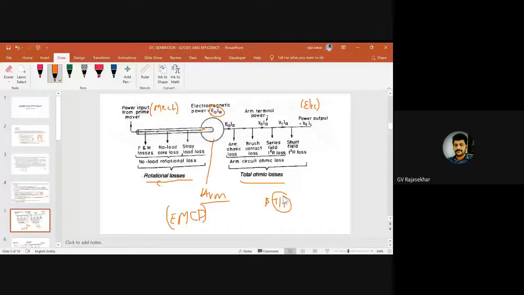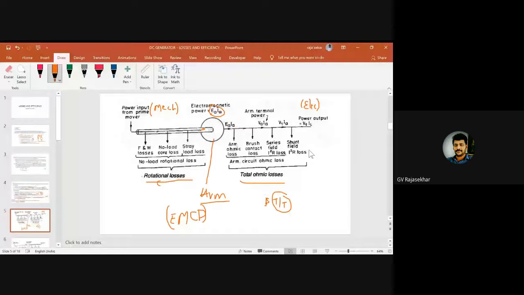But here we are converting mechanical energy to electrical energy. That's why you call it an electromechanical conversion device. This is called the power flow diagram in a DC generator. Am I clear? Shall I go for the next slide?